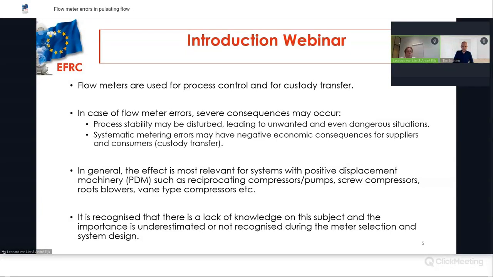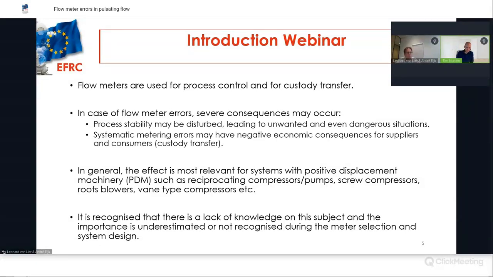Okay, then let's go to the main topic, to this webinar. I will give you a very short introduction. It's about flow meters and the errors caused by pulsating flows. Of course, we all know that flow meters are used for the process control and also for the custody transfer. And if we have an error in our flow meter, so if we have wrong measurements, then we may have some problems with the process stability, which also can lead to dangerous situations. Or, of course, we can also have negative economic consequences, especially when it is a custody transfer meter.